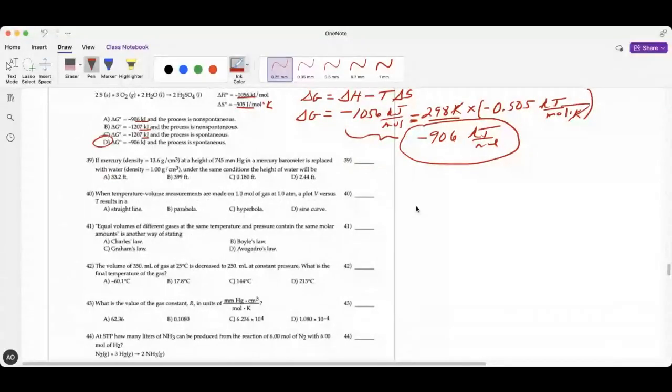Number 40. I have to get up in the morning early. I'm not a morning person, so I have to. Oh, where are we at now? Oh my gosh. 40. Okay.